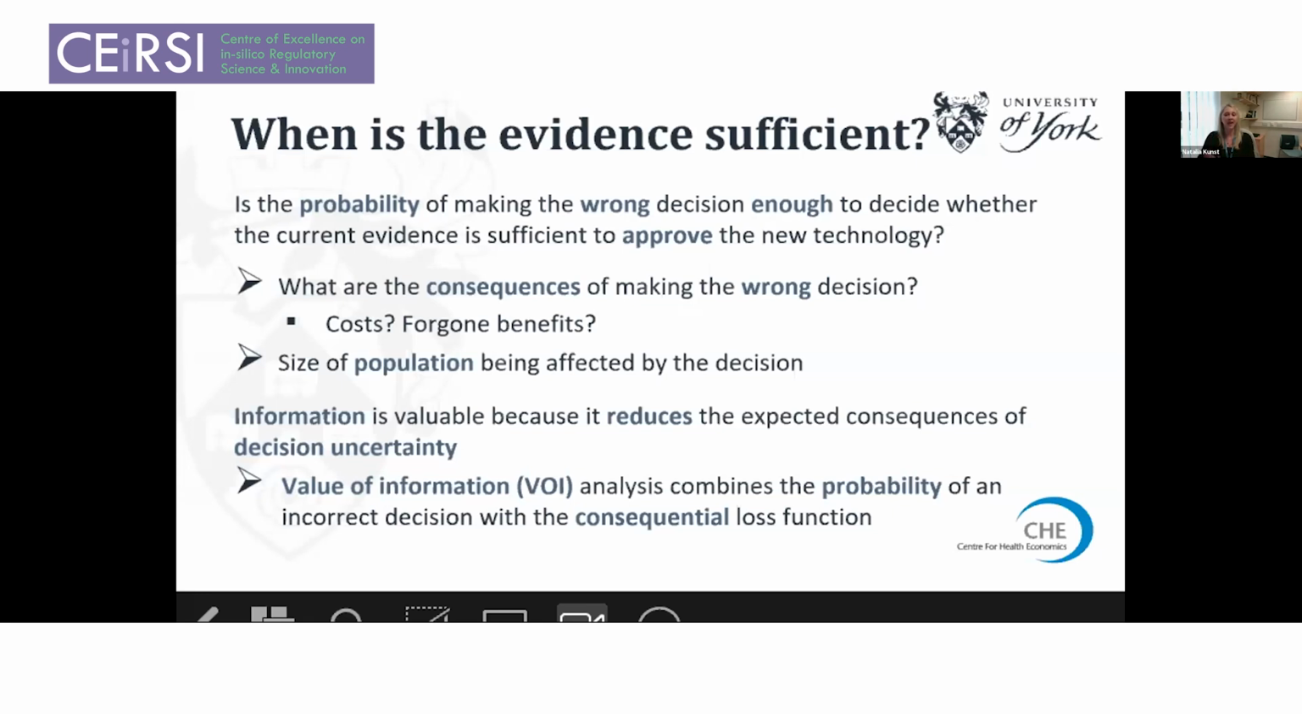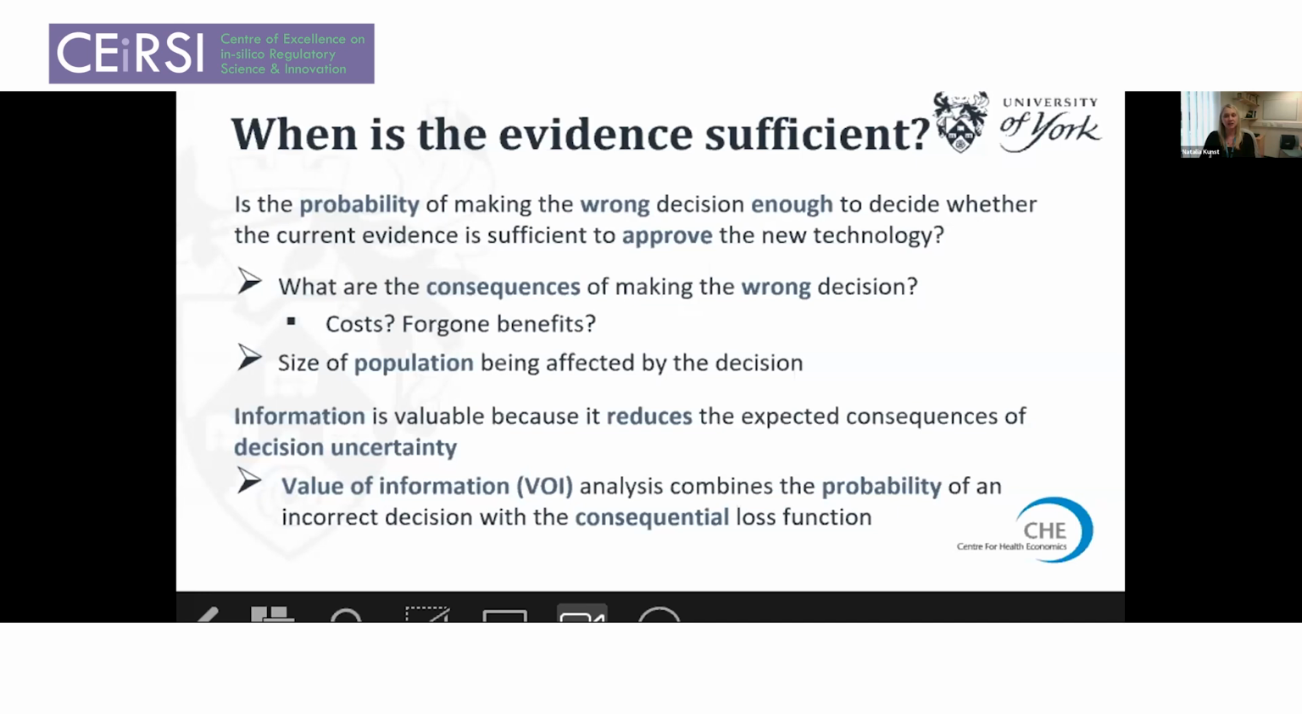We need to also take into account the potential consequences if the decision we are about to make turns out to be wrong. That is, what would be the cost or foregone benefits? Here, we need to also think about the size of the population that will be affected by the decision, as the consequences of making the decision that will affect one or two people will be totally different than the consequences of a decision affecting several million of people.